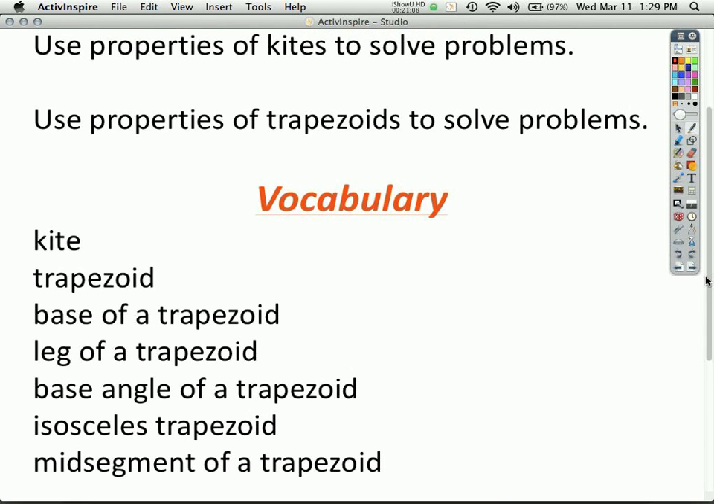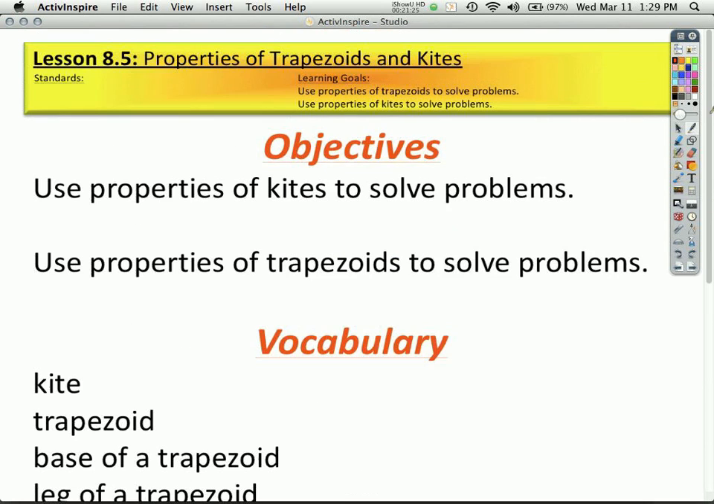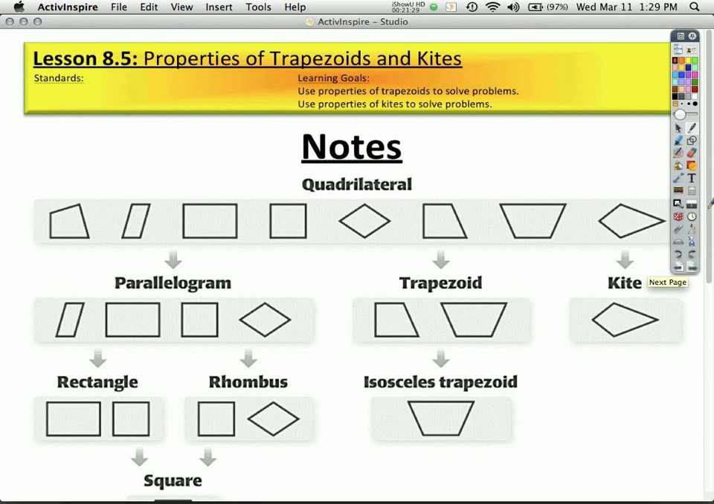We have quite a bit of new vocabulary that's not hard to figure out and not hard to understand. Kite, we have not formally spoken about. Trapezoid, we haven't formally spoken about. Trapezoid has a number of parts that you need to be able to identify: base, leg, base angles, isosceles trapezoid, and a mid-segment of a trapezoid. So, let's first explore the basics.